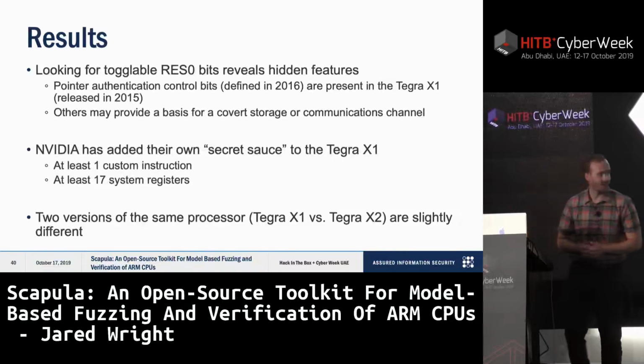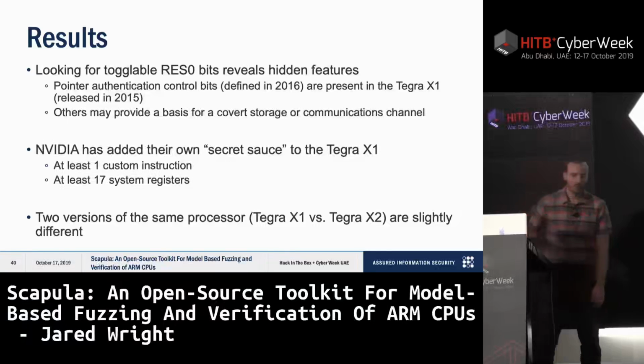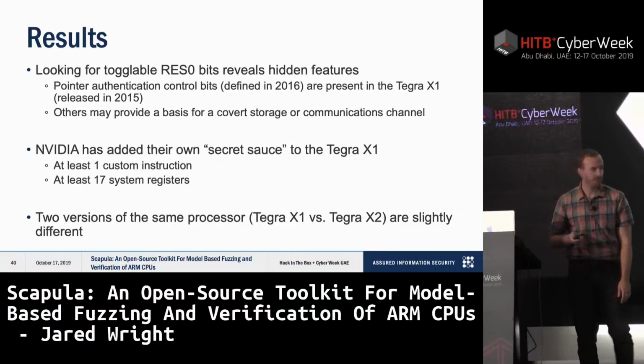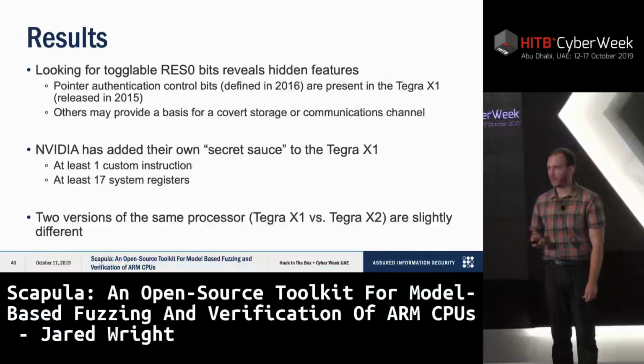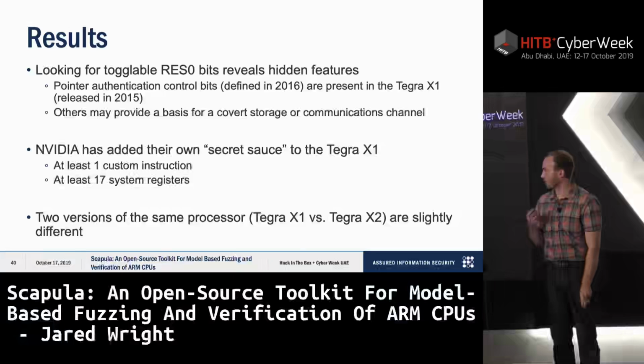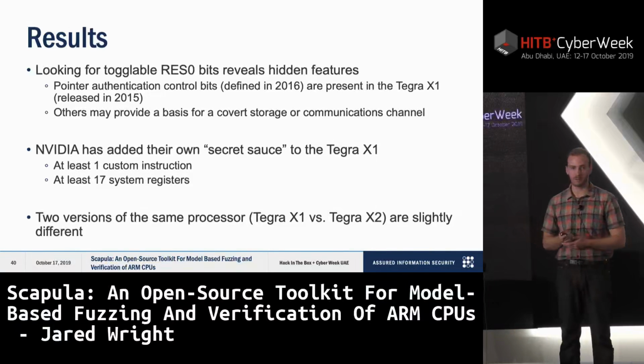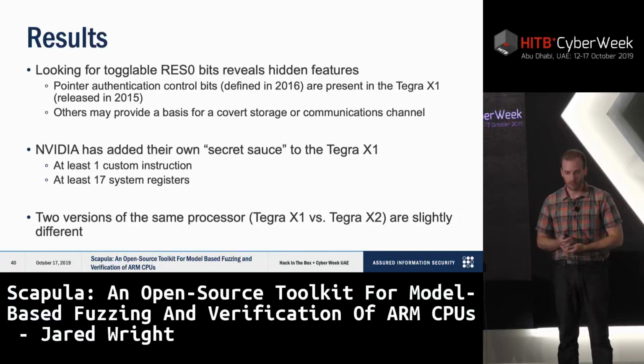Again, to summarize some of these results. Looking for toggleable reserved 0 bits turns out to be useful to help discover the potential for hidden features within the architecture. We gave the example of pointer authentication. The feature may be leaking into designs of ARM CPUs before the feature is even announced. So that's kind of useful.